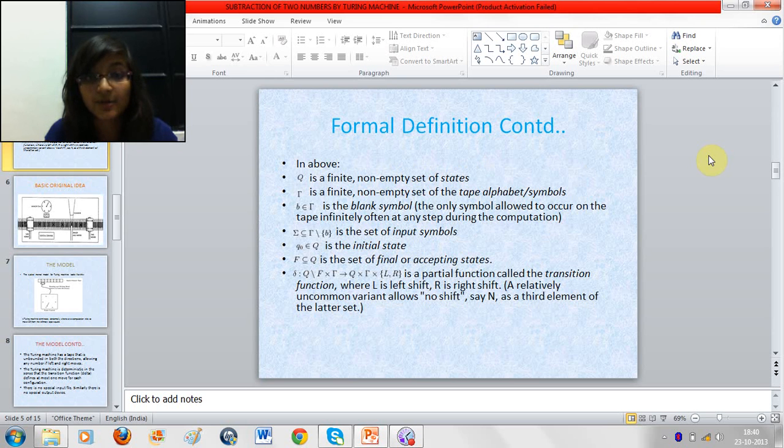In the above formal definition, Q is a finite, non-empty set of states. Gamma is a finite non-empty set of tape alphabet symbols. B is a blank symbol. Sigma is a set of input symbols. Q naught is the initial state. F is a set of final or accepting states. And delta is the transition function, which tells us how we can move on an input tape.